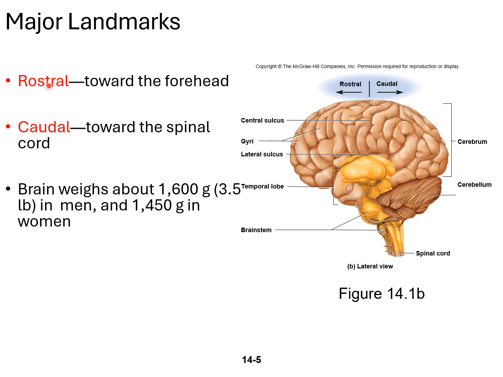So what's rostral? Rostral means to the nose or towards the nose, but in this case, your nose just happens to be towards the forehead, so it's in the front. Caudal means tail, so towards the spinal cord. If you played Mortal Kombat and you defeated that enemy and you ripped the spinal cord out of it, you would see the spinal cord just dangling there like a tail. So caudal, tail.